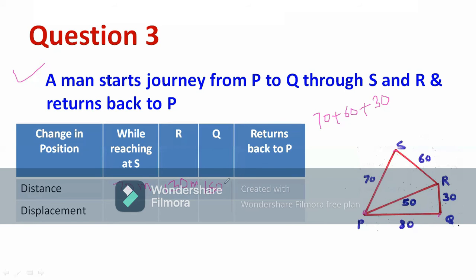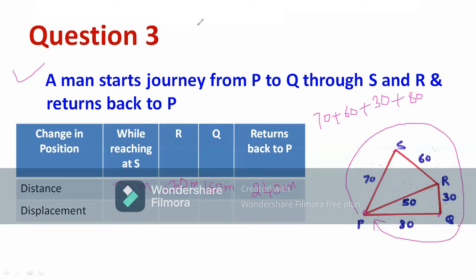160 meter. Then he is going to return back to P. Then another 80 kilometers, like this. So from P, like this. Okay. Hope you are understanding. Then you have to add another 80. So 160 plus 80, that means 240 meter. So this is the way how to calculate the distance.